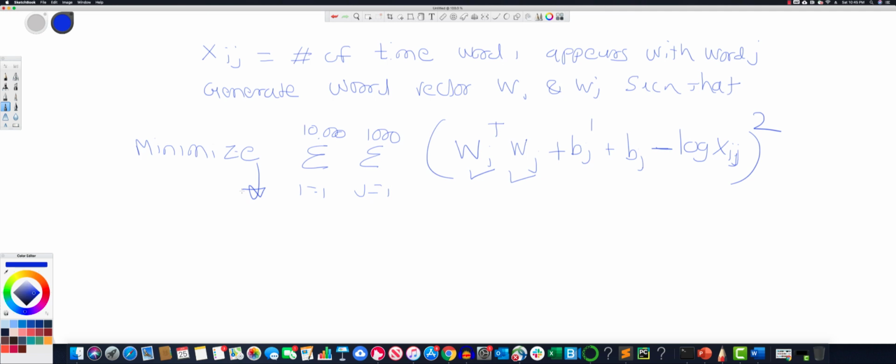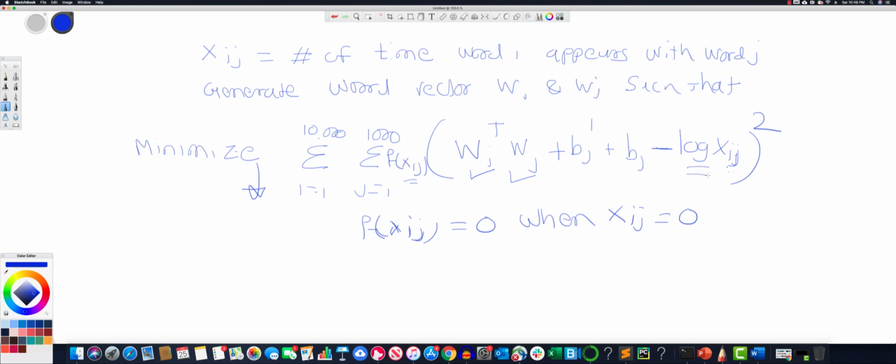Often this function is also multiplied with another function called f of Xij. Why? Because you know that log of 1 is equal to 0, right? And log of 0 is infinity. So what happens is we define the function f of Xij. It's a simple weighting function such that it is 0 when Xij is 0, right? So that means when f of Xij is 0, it means basically don't bother computing the log Xij at all.